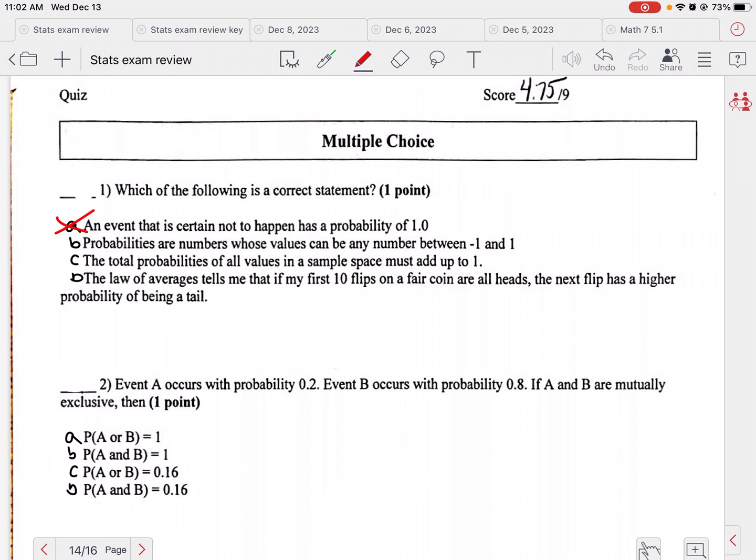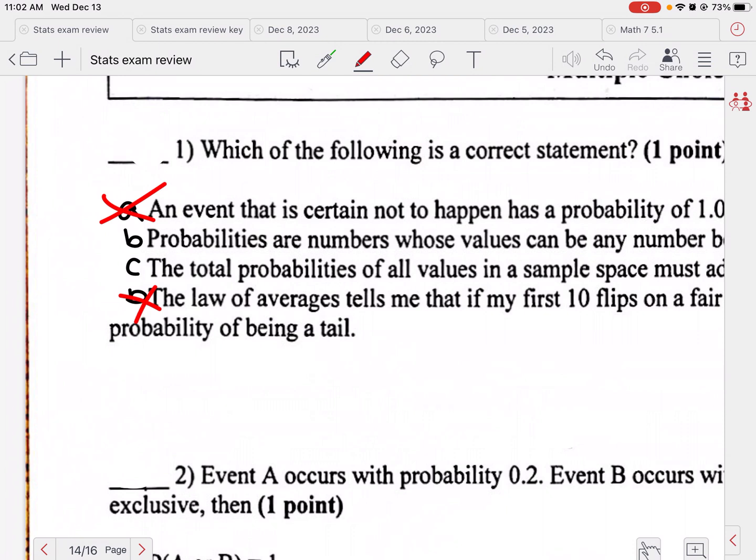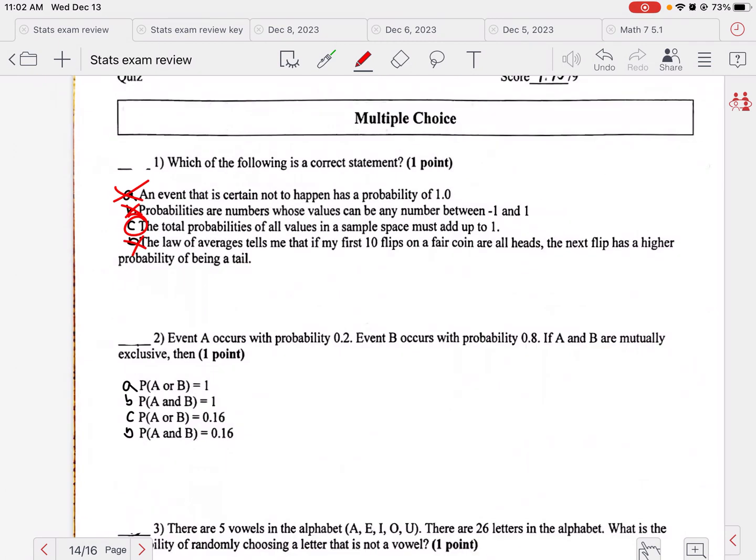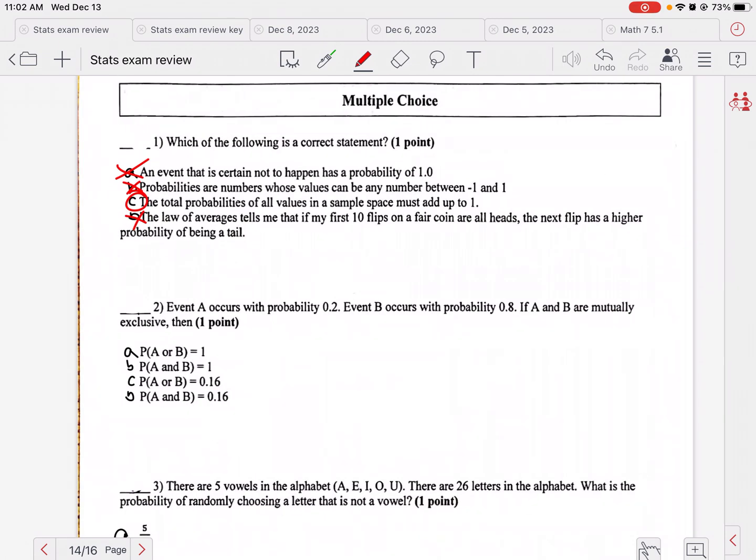The law of averages tells me that if my first 10 flips of coins are heads, then the next flip has a higher chance of being a tail. False. Okay. Probabilities are numbers whose values can be any number between -1 and 1. I'm sorry. Probabilities are between 0 and 1. So that is false information. C. See, even math teachers sometimes have trouble.